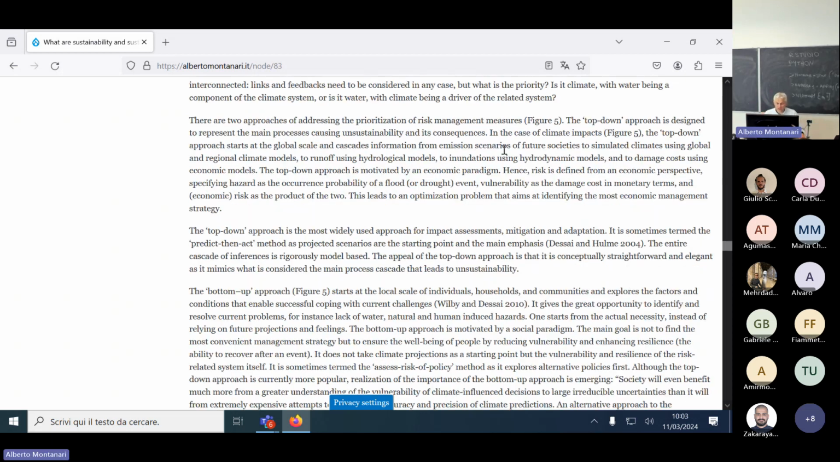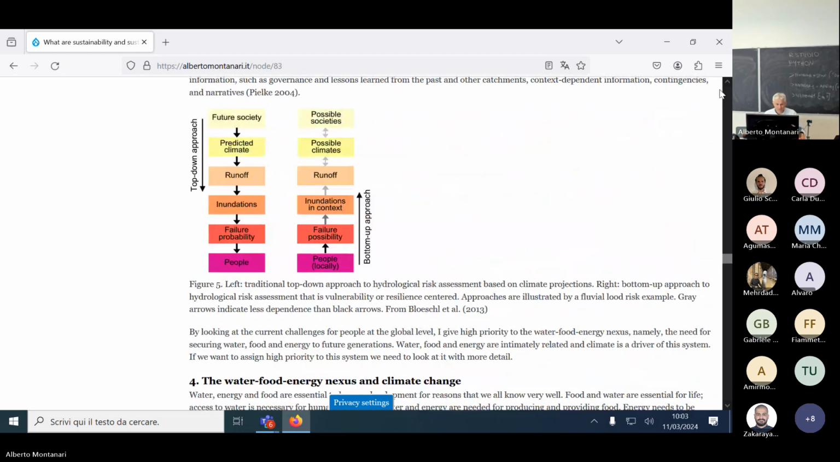I think there is a sketch here. You see future society, predicted climate. In this case, it makes reference to water resources and flood risk analysis. So it talks about runoff, which means river flow, inundation, and then solutions. What is indicated here with people is solutions, so benefit for people. And this is what is called the top-down approach because it starts from a prediction.